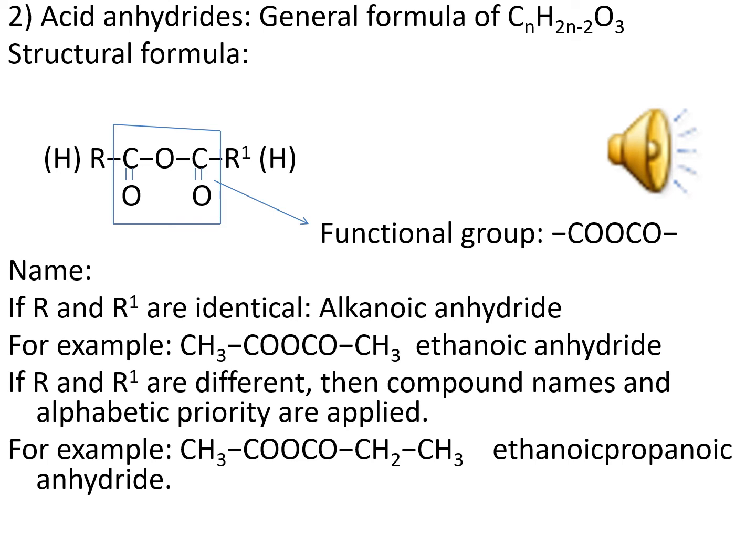Now, the second case is when the R and the R prime are different. Then we have to use compound names and alphabetic priority should be applied. What is meant by that?